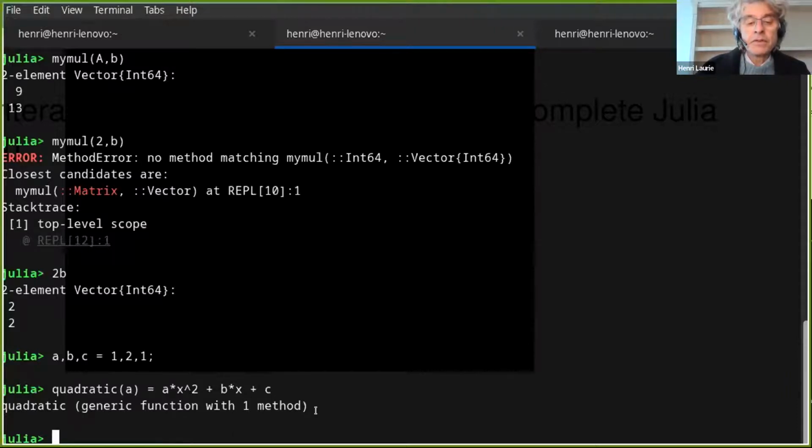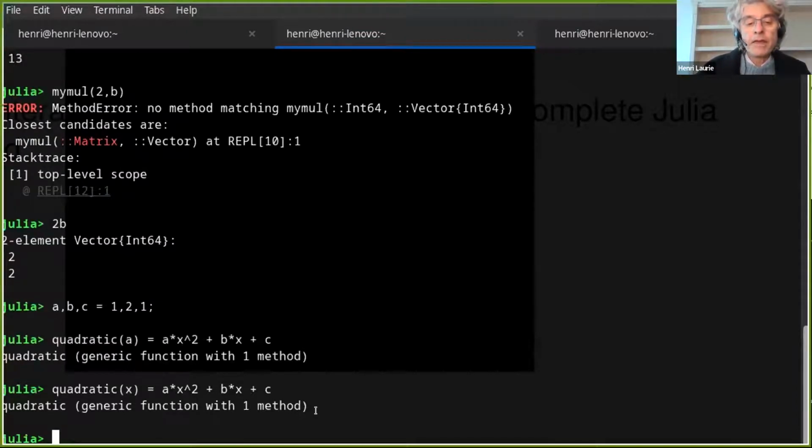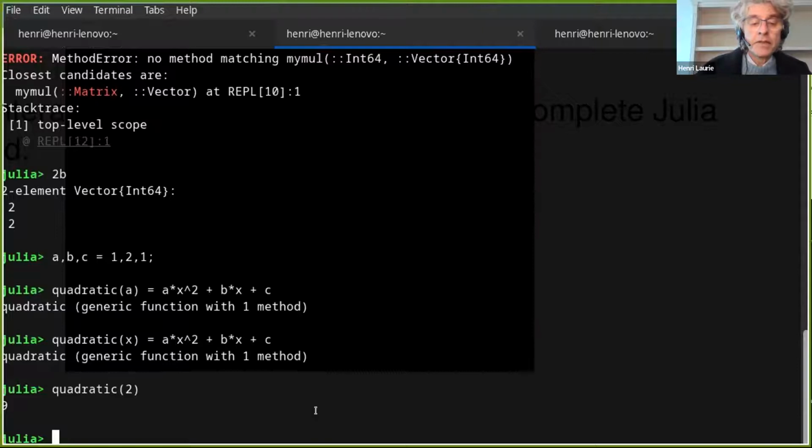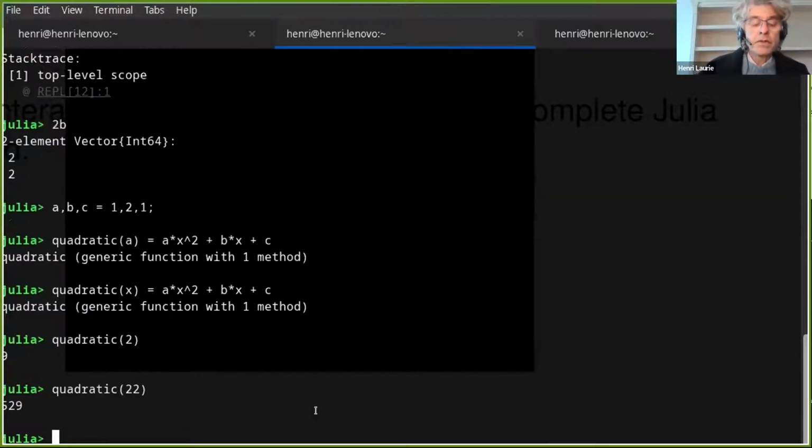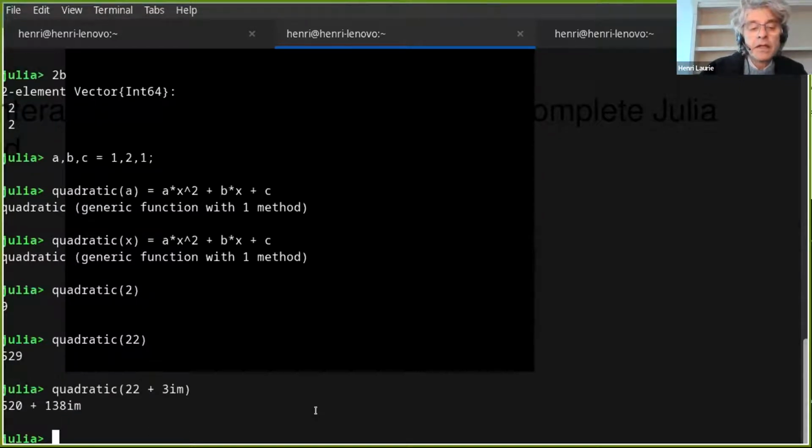Oh, I'm sorry, I don't want to do that. I want to do this. It's still one method. I've just changed it, and now I can ask for quadratic of 2, and it's 9, quadratic of 2 is 2 squared. What is interesting, however, is that I can have 2 plus 3m, say. So now I'm passing to the very same function a thing like that. And we will return to this in a little while.